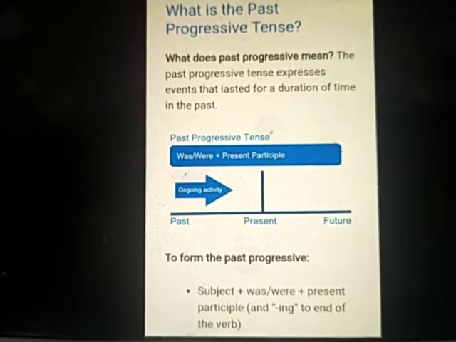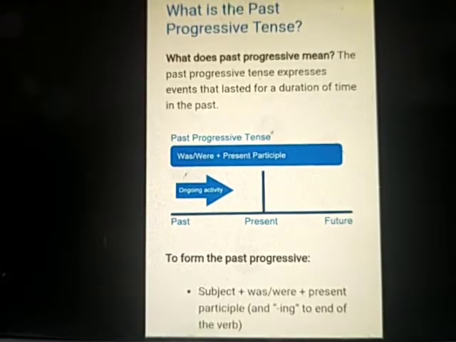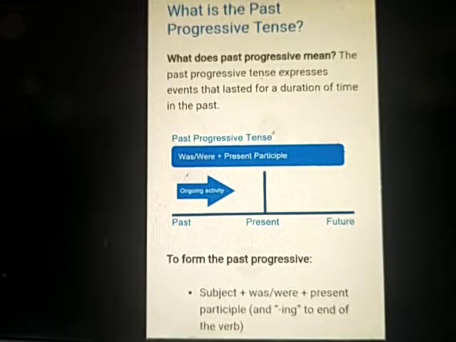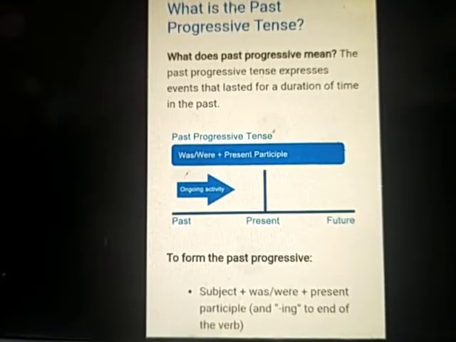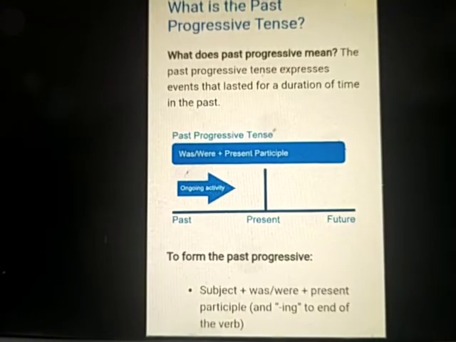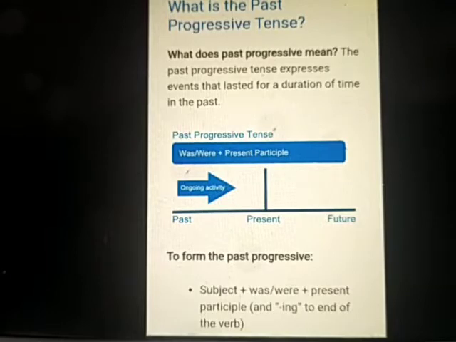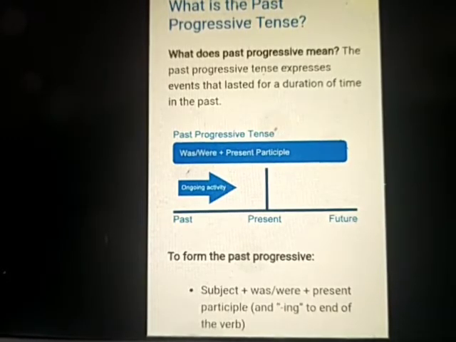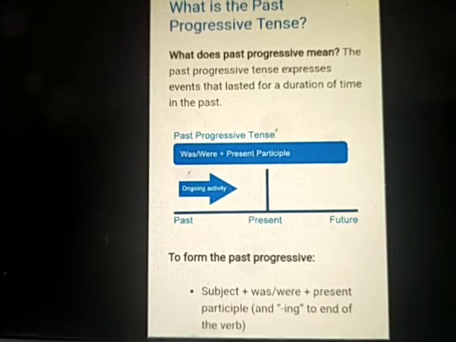Now next we talk about what is the past progressive tense. What does past progressive mean? The past progressive tense expresses events that lasted for a duration of time in the past. To form the past progressive, we are using subject, was with singular, were with plural, then present participle, means the first form of the verb, and we are adding ing to those verbs.